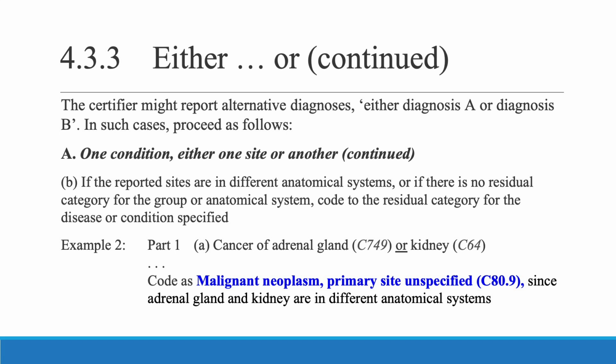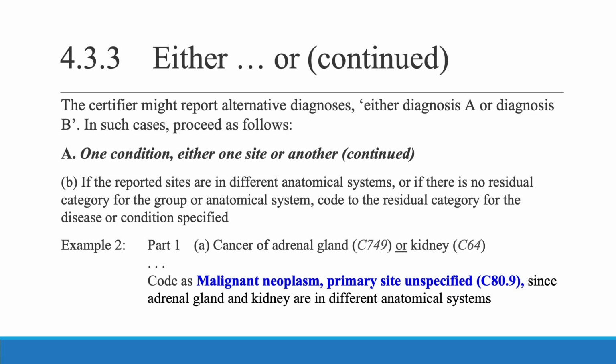So we're still at section 4.3.3, uppercase A, second scenario, lowercase b. If the reported sites are in different anatomical systems, or if there's no residual category for the group or anatomical system, code to the residual category for the disease or condition specified. Here's another situation where applying a provisional code to each of the sites reported is helpful. When we do that, we see that for malignant neoplasms, the adrenal gland and the kidney are not considered to be part of the same anatomical system.